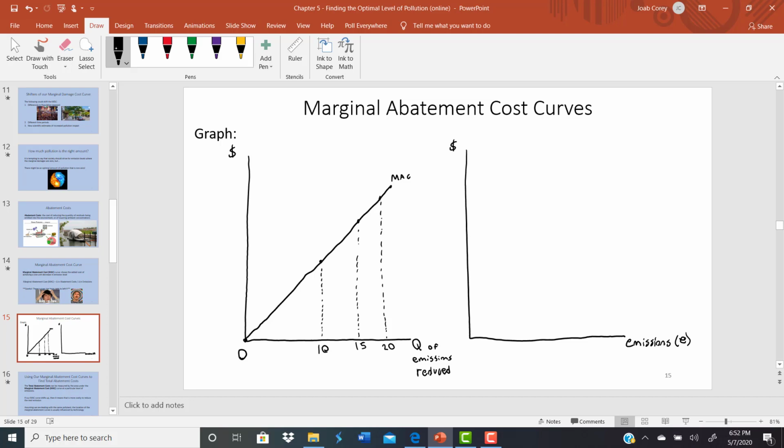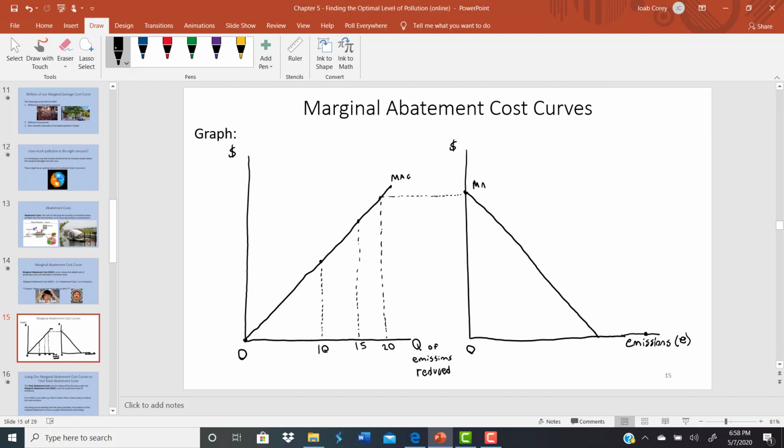Right. Now, with that in mind, how is this going to transfer over to a graph where we're measuring the total number of emissions? Well, let's say that 20 is the maximum number of emissions out there. Well, if we reduce 20 emissions, then that's the same thing as having 0 emissions, right? So if there were 20 emissions possible and we spend all this money to reduce all 20, then we have 0 emissions, right? So this curve is going to look like this, in such a way where it's going to be the opposite or mirror image of the other curve, right?